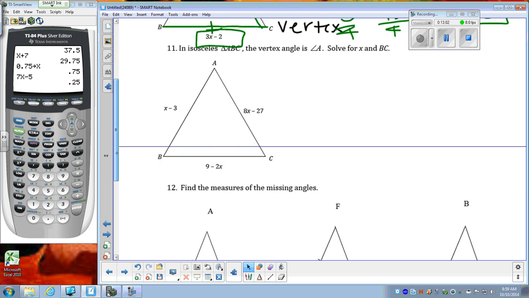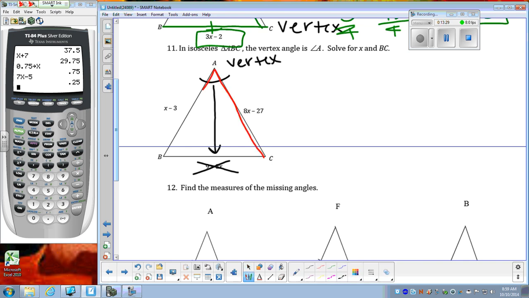For number 11, this time my vertex is angle A. So remember, when I am trying to figure out which sides I want to use, I always want to use my next door neighbors. I want to use the sides that are right next to my angle. I don't want to use one across the street. So if I look at my vertex angle, the side across the street is the 9 minus 2x. So that's the side I don't want to use. I want to use CA and BA because they're my next door neighbors. They're the ones that make up the angle.